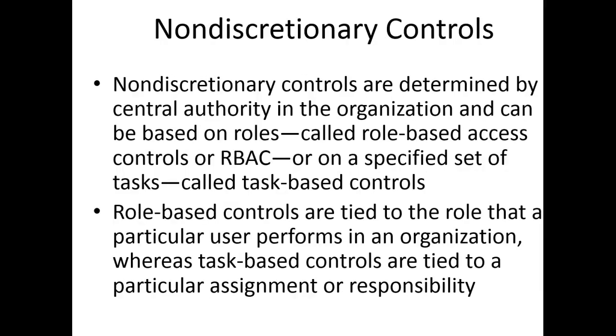The next type of control is non-discretionary controls. This type of control is determined by a central authority in the company, and it can be based on roles, which we call role-based access control, or on a specific task, which we call task-based control. Role-based controls are tied to the role that a particular user performs in a company, whereas task-based controls are tied to a particular assignment or responsibility.